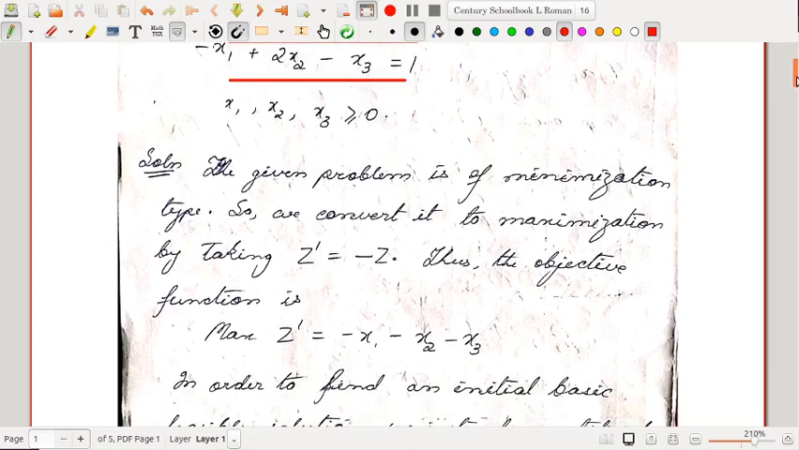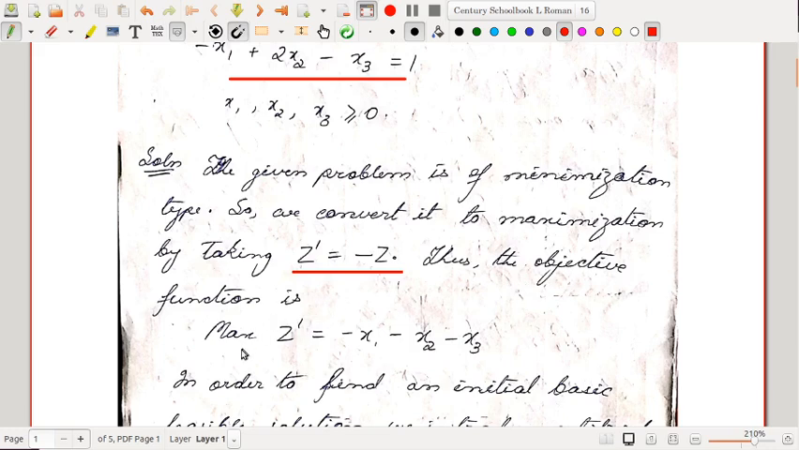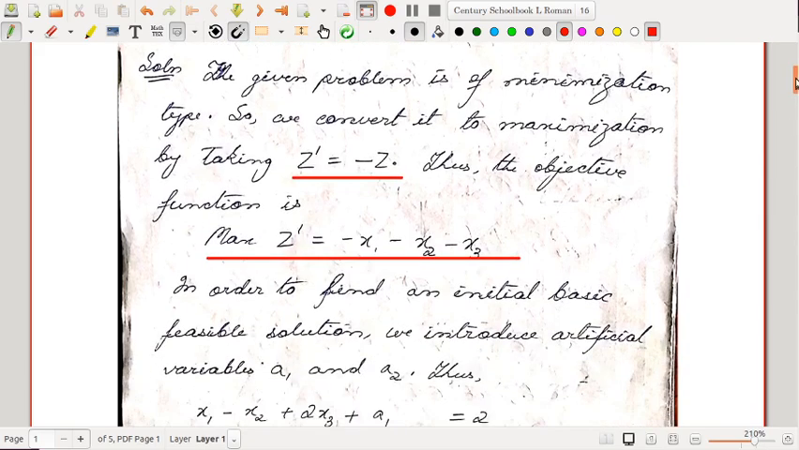So the given problem is of minimization type, so we have to convert it to a maximization type by taking z dash equal to minus z. So thus the objective function is maximize z dash equal to minus x1 minus x2 minus x3, okay. We have to modify our objective function.